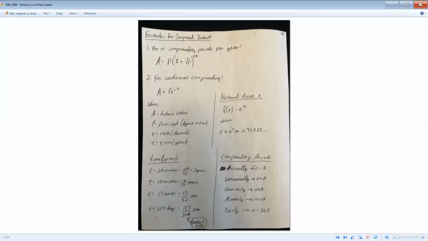All right, compounding periods. If you're talking about annually, n is equal to 1. Semi-annually, n is equal to 2. Quarterly, n is equal to 4. Monthly, n is equal to 12. Daily, n is equal to 365.